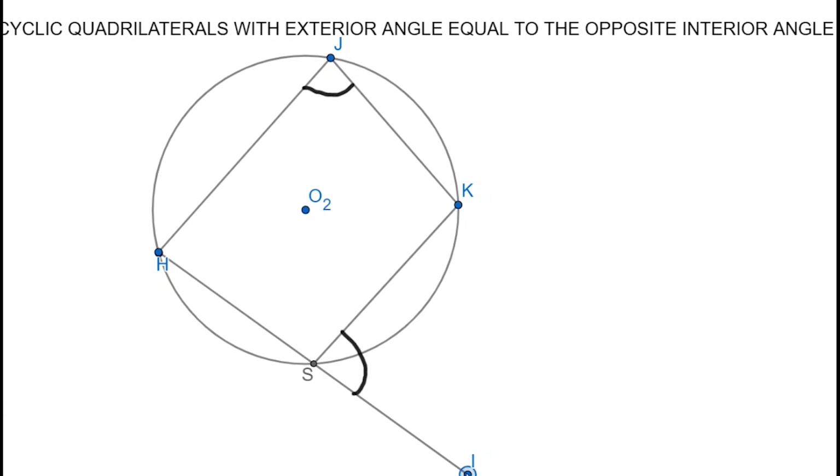Now, if I measure angle ISK, it gives me 83 degrees. Then if I measure angle HJK, wow, it also gives me 83 degrees. It means really these angles are equal. We will use this theorem. And please, grade 11 and grade 12, the exterior angle should be extended on one of the lines from the cyclic quad. Please make sure that you take note of that.